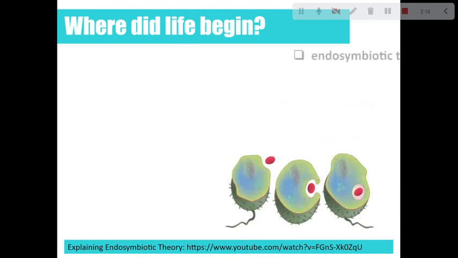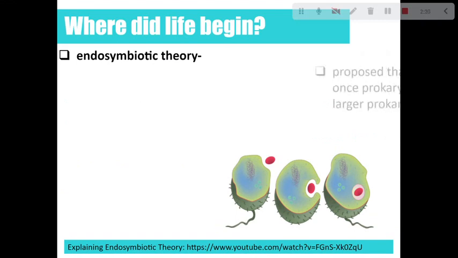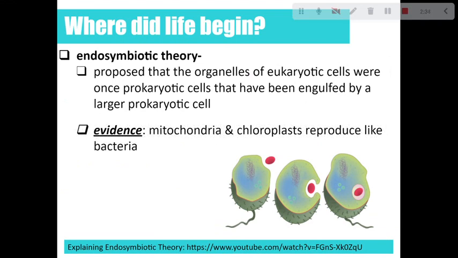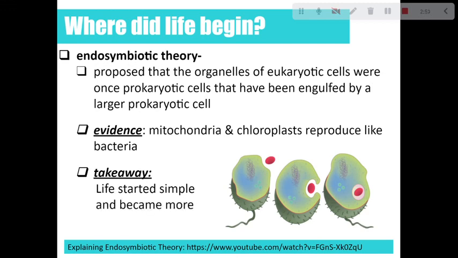Now, where did life begin? Life began with endosymbiotic theory. So, this proposed that the organelles of eukaryotic cells were once prokaryotic cells that have been engulfed by a larger prokaryotic cell. And the evidence of this is going to be found in the mitochondria and chloroplast because they reproduce like bacteria. So the takeaway from this is that life started pretty simple and it became more complex over time.